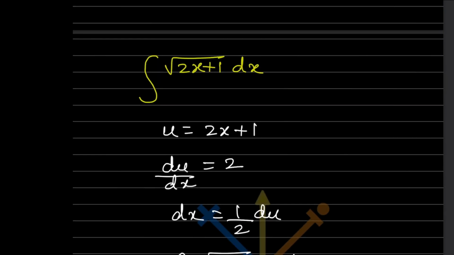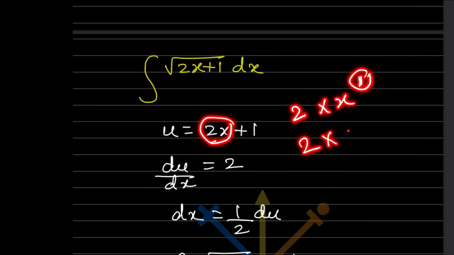So now integration of root of 2x plus 1 dx. So now only for this part inside, 2x plus 1, we'll consider u. So we'll take the derivative of this one, du by dx. That will be what? The derivative of 2x is going to be 2, and x means x to the power 1, so this is going to be n.